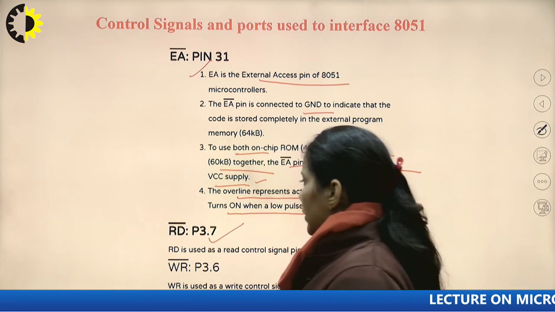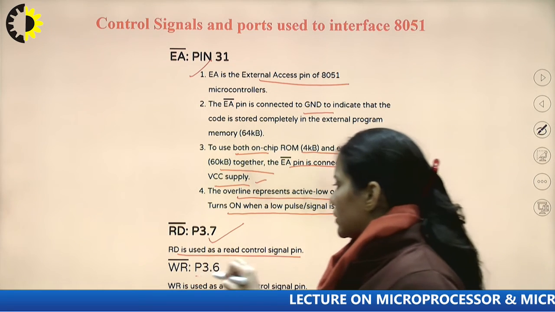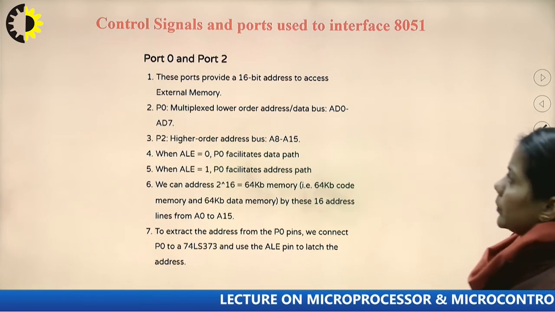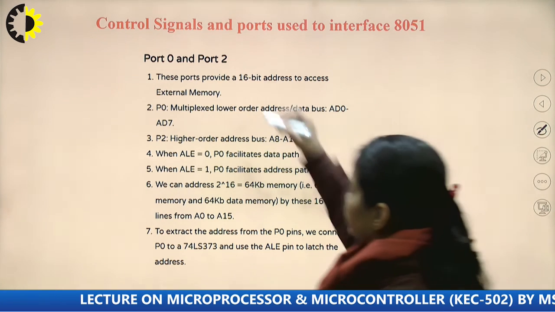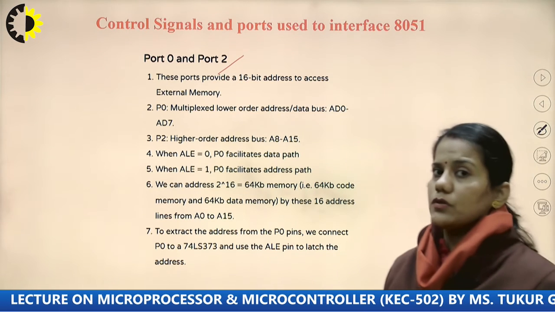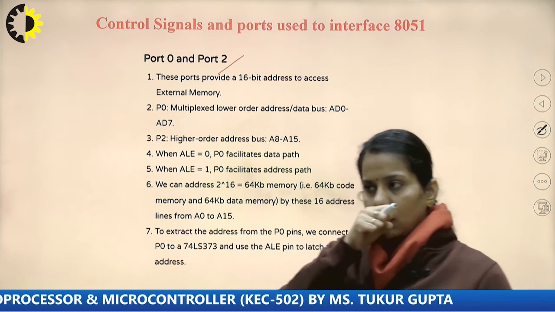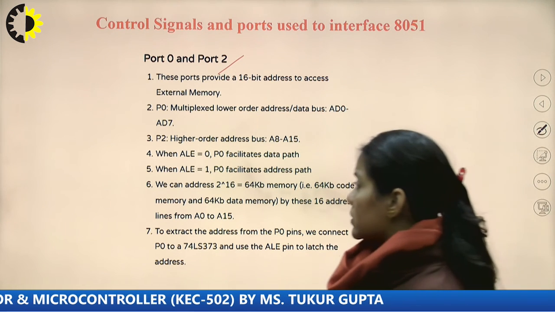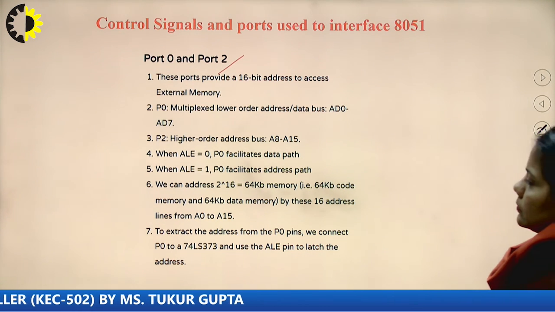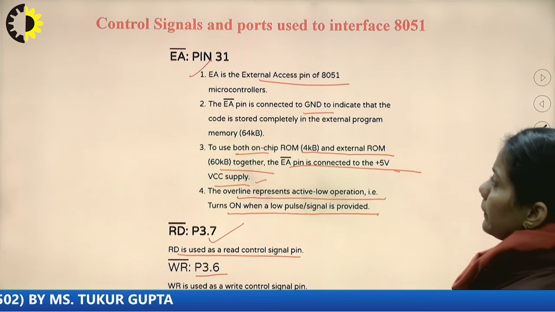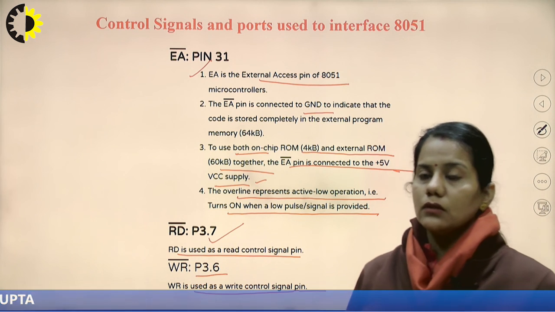Read, that is the P3.7 pin, is used as a read control signal pin. Write, P3.6, is used as the write control signal pin. Other important features are port 0 and port 2. We all know that port 0 is used as the lower order address bus, and port 2 is used to interface the higher order address bus in case we are using the full address bus. So these were the important pins which are used in interfacing the external ROM or RAM with the microcontroller.